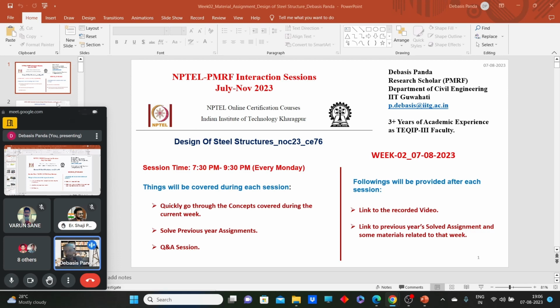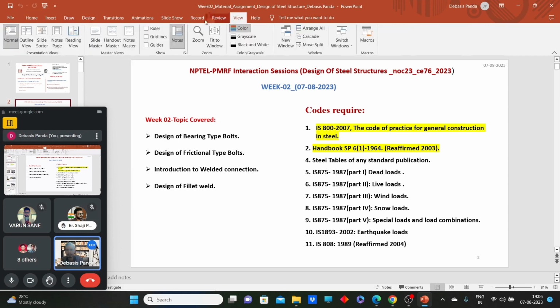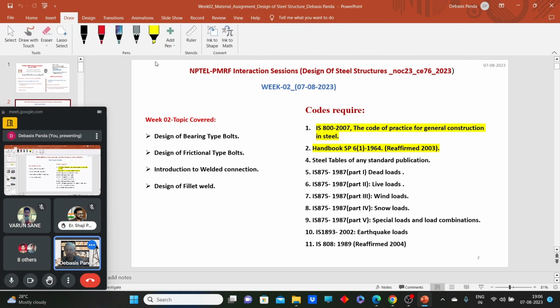So this is the second interactive session of design of steel structure. During the last interaction session, we gathered some information and knowledge about steel structure. I will come into it later. Today we will cover these topics, and then we'll solve the previous year assignments.